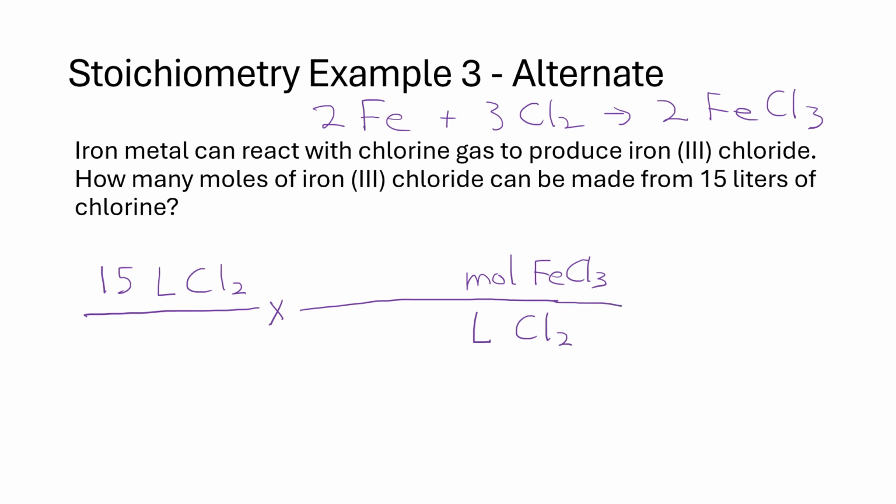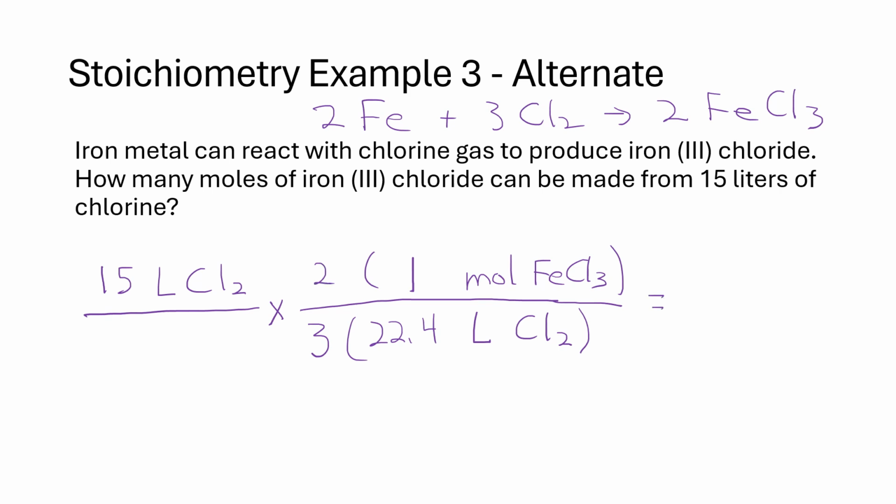We need to put 2 numbers here because we have to convert both the unit and the chemical. So with liters, we use the number 22.4, and the coefficient on chlorine is 3. On the top, we've got moles of FeCl3. So the number that goes with moles is 1, and the coefficient on FeCl3 was a 2.